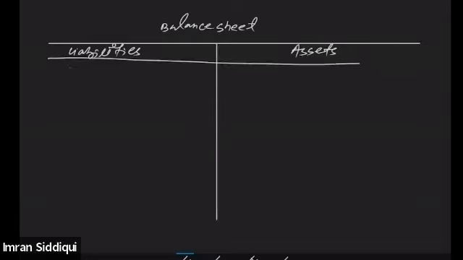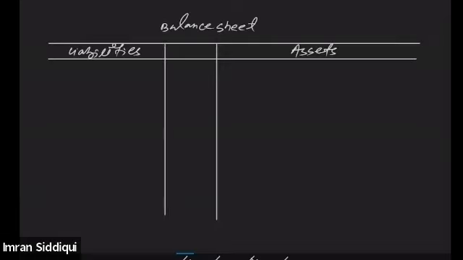So I'm sure all of you are already aware of the balance sheet. I'm talking about the horizontal balance sheet, not the vertical balance sheet, the balance sheet that we used to prepare at the time of partnership. On the left-hand side, we have liabilities, right? And on the right-hand side of the balance sheet, we have the assets.